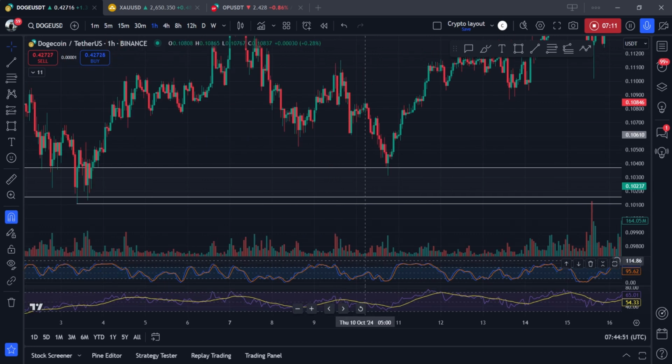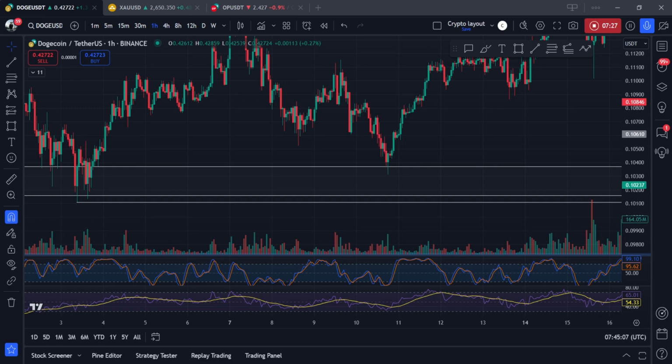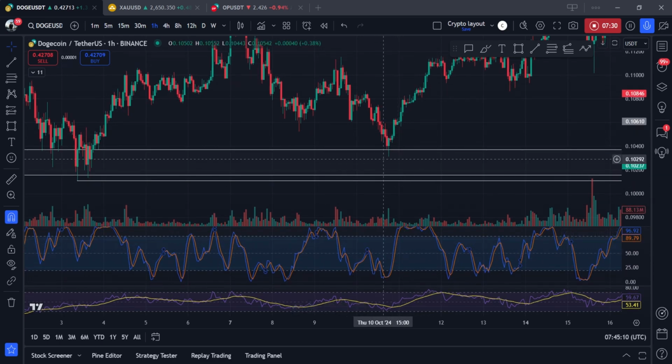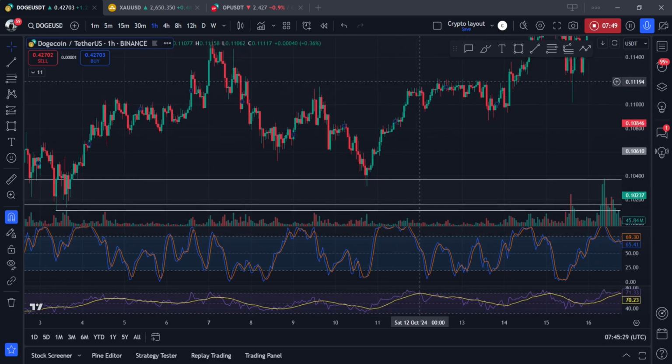I'll make more videos on how you can implement these indicators, but if you want to use this one, stochastic RSI. Look what happens. See, it is at the very bottom. These two lines: when the blue line crosses the orange line, that's a good indicator. The price is going to reverse. In fact, look what happens, it shoots up.